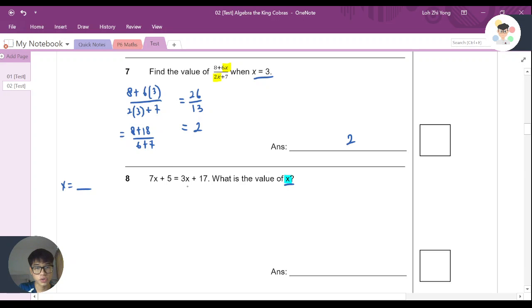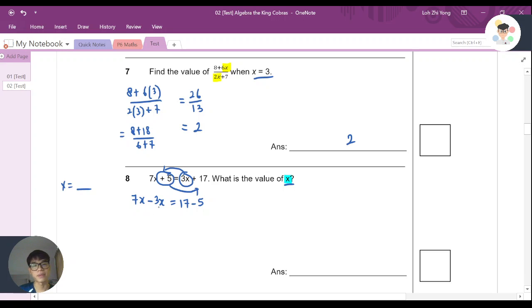So 3x basically means plus 3x. Moving to that side will be minus, so it will be 7x minus 3x. And the same concept here, plus 5 is here. If I move to another side, it will be minus 5. So it will be equivalent to 17 minus 5.